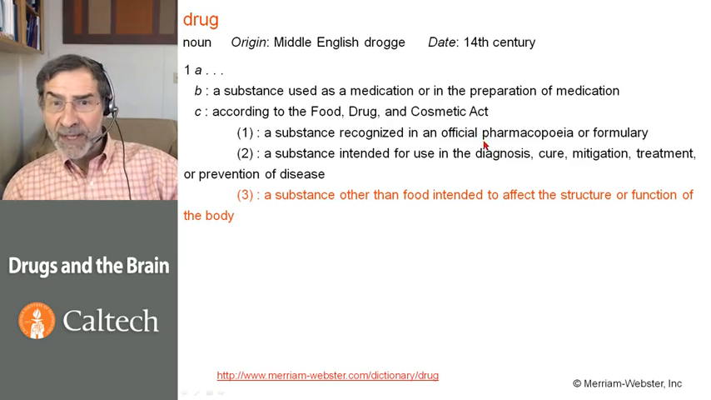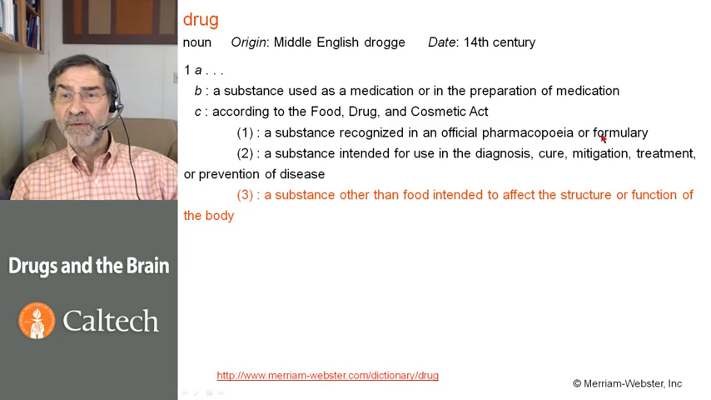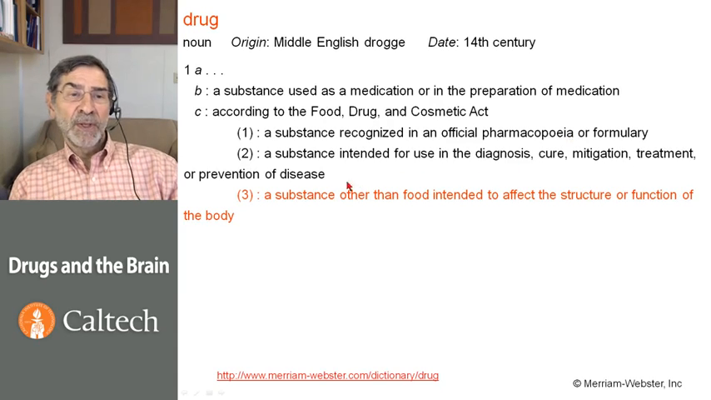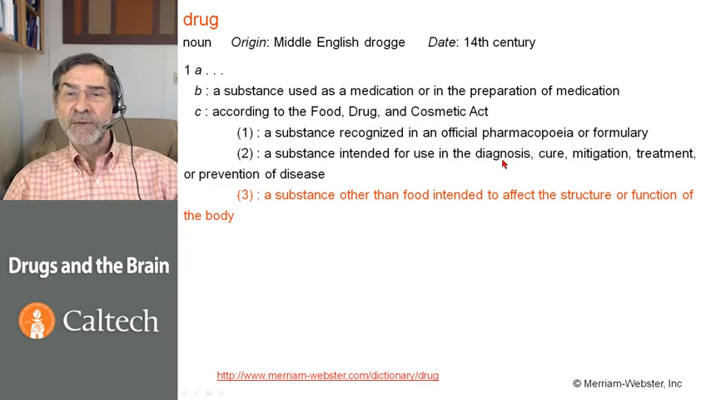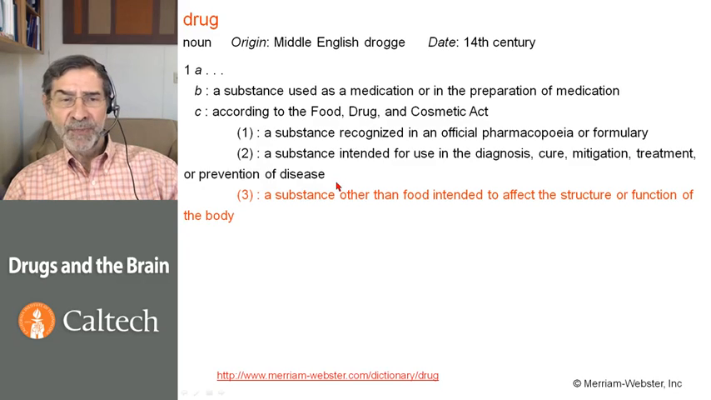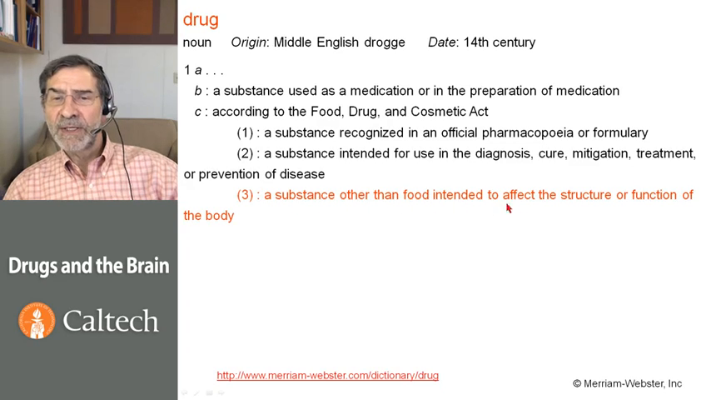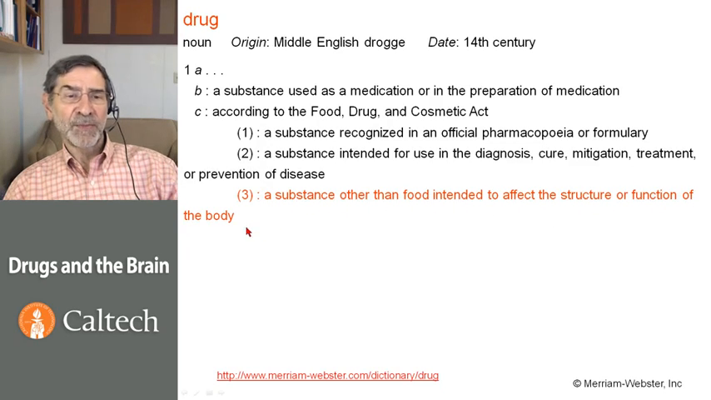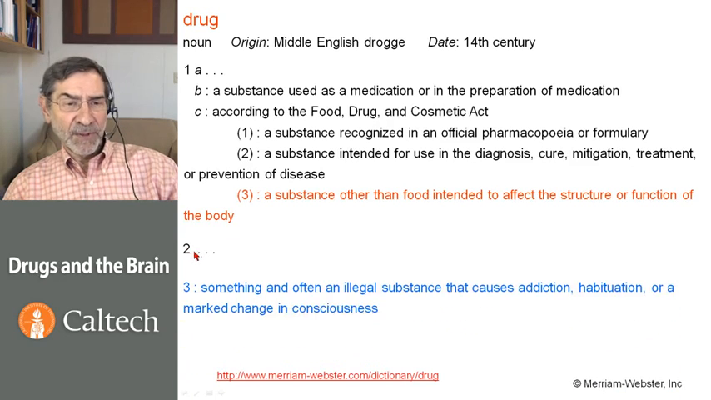It's a substance recognized in an official pharmacopoeia or formulary, and you can see 2 pharmacopoeias, one for animals and one for people, at the FDA, fda.gov. According to that same act, it's a substance intended for use in the diagnosis, cure, mitigation, treatment, or prevention of disease. And also, it is a substance other than food intended to affect the structure or function of the body. So, food is not a drug, an irrelevant definition.